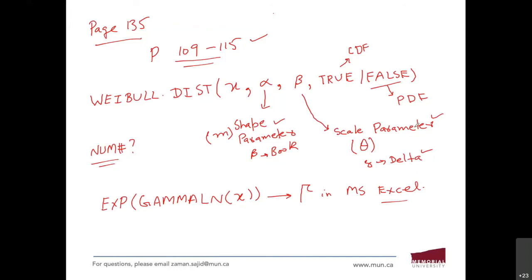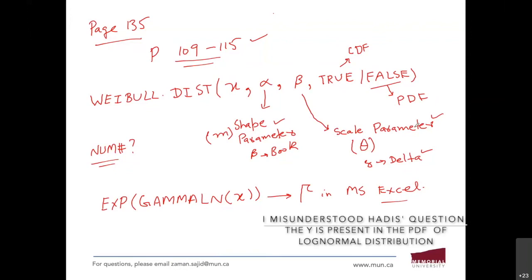Okay, Hadis has a question. How about 1 over y at the end of f of y? What happened to that? I think you meant to say in the log distribution, Hadis, right? This parameter was cancelled out actually.